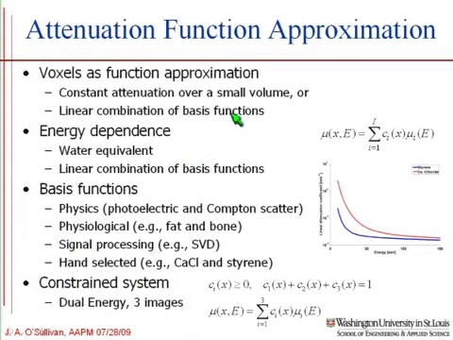There are various ways we can think about the basis functions. The standard is from Alvarez and Macovski, which is separated into the photoelectric and Compton scatter. But as we've seen in the earlier talks, there are other ways of doing it. You could use fat and bone, or fat and tissue was mentioned earlier. You could use a signal processing approach where you just take all the spectra you have and do a singular value decomposition and keep the top two. Or you can hand select them.